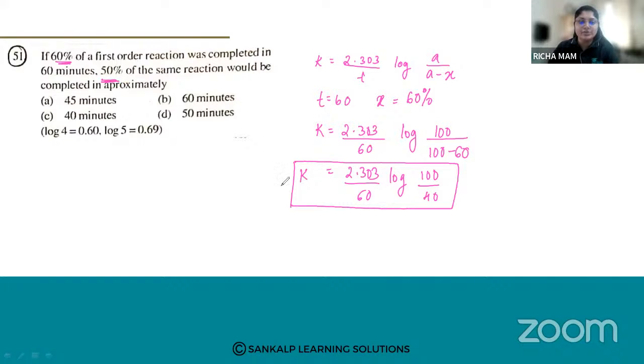Now we have to calculate for 50%. 50% means at t half. So at t half, we know that t half = 2.303/K log of 100/50. First let us see how much K value you will get. 2.303 divided by 60 comes to 0.0383. Then log of 100 divided by 40 is 2.5.